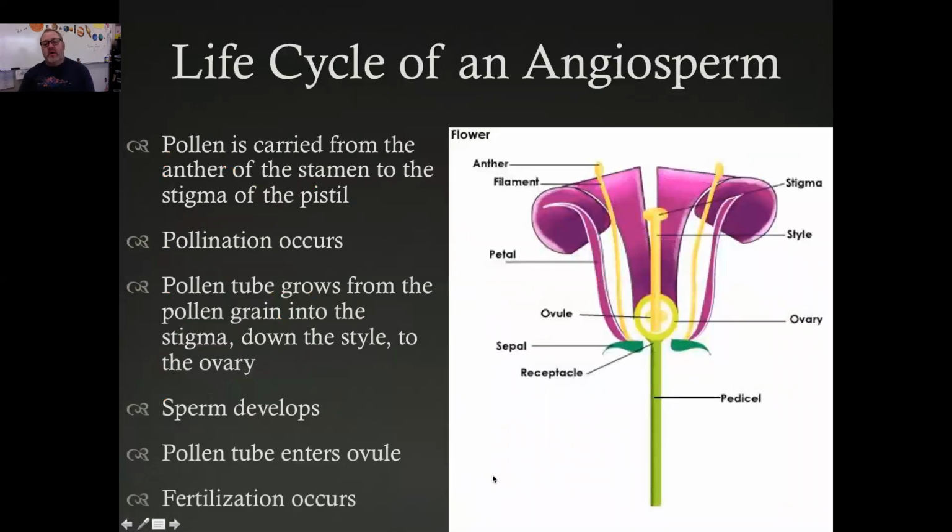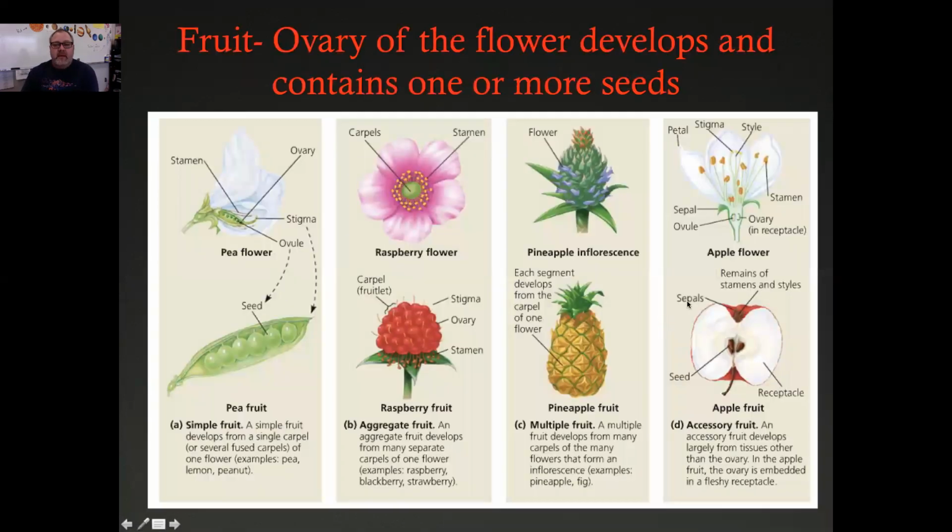So pollen gets carried from the anther of the stamen of one plant to another plant, and then pollination occurs. The pollen tube then grows from the pollen grain into the stigma and down the style to the ovary. The sperm then develops, the pollen tube enters into the ovule, and fertilization occurs. The fruit then is just the ovary of the flower that develops and contains one or more of the seeds. If you think of a peach or an apple, there are the seeds you can see right there, or if it's a peach, it would be the pit.